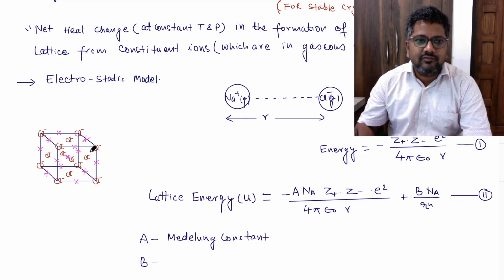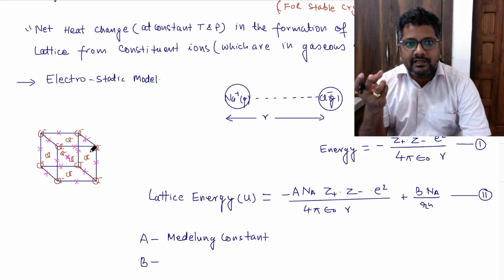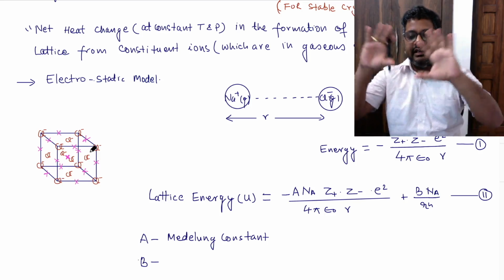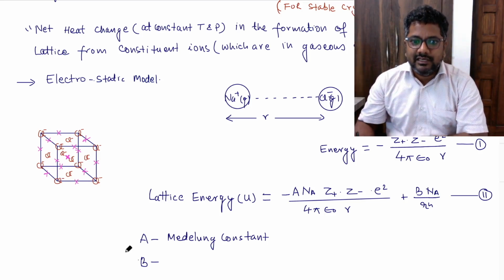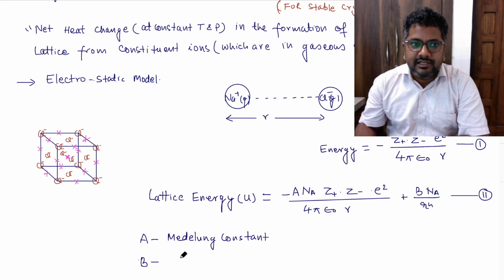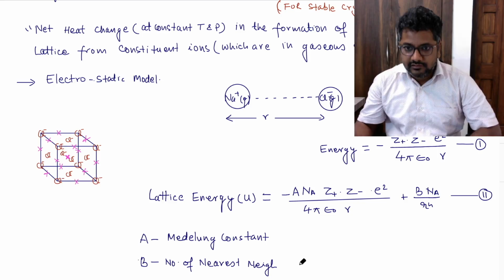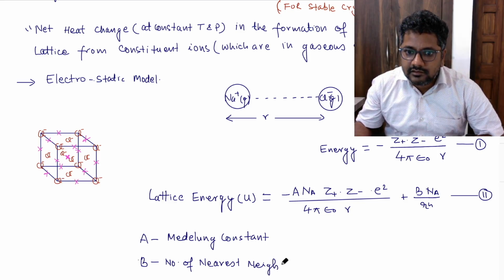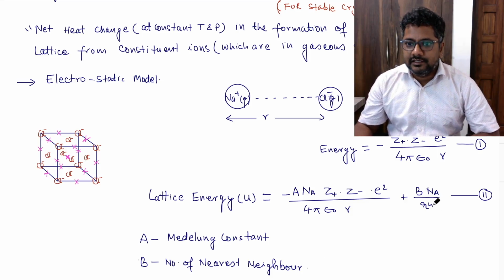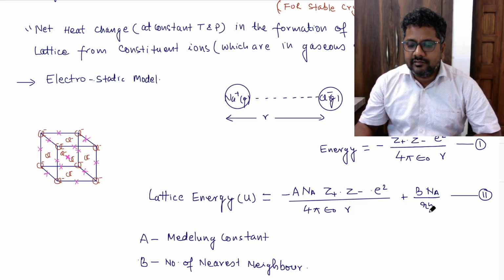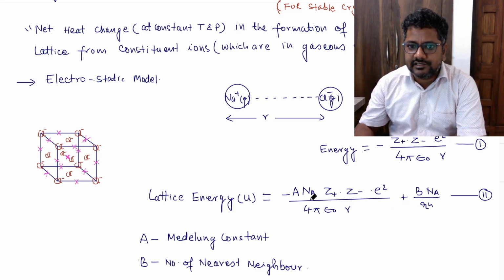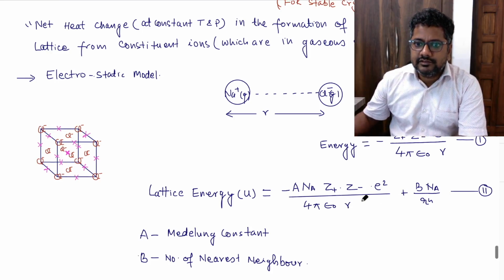For example, in a sodium chloride crystal, one sodium ion is surrounded by 6 chloride ions, and one chloride ion is surrounded by 6 sodium ions. If you analyze the complete lattice of sodium chloride, B is basically the number of nearest neighbors. And small n is a constant determined experimentally, r is the internuclear distance, and Na is the Avogadro's constant.